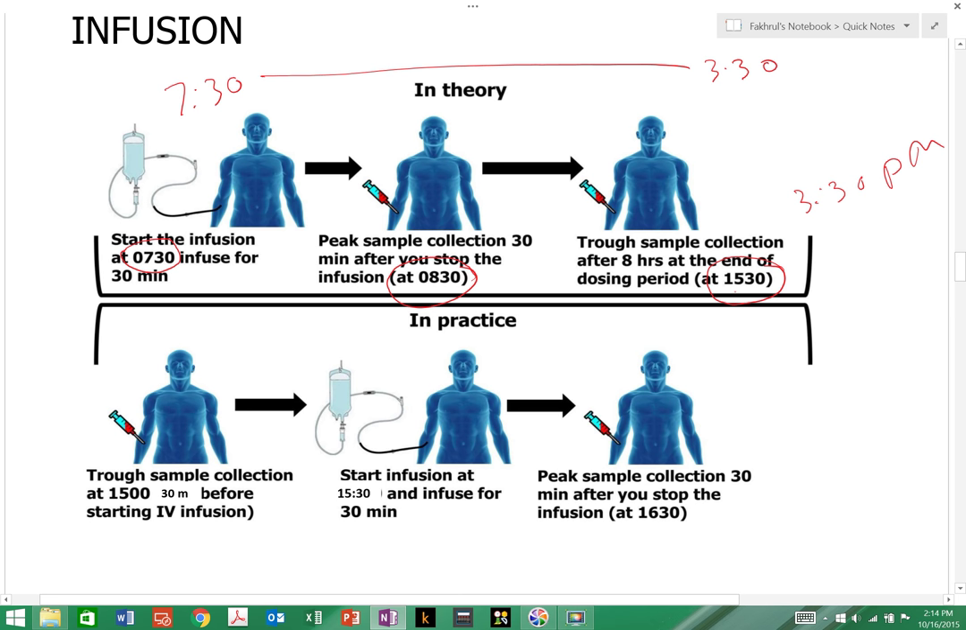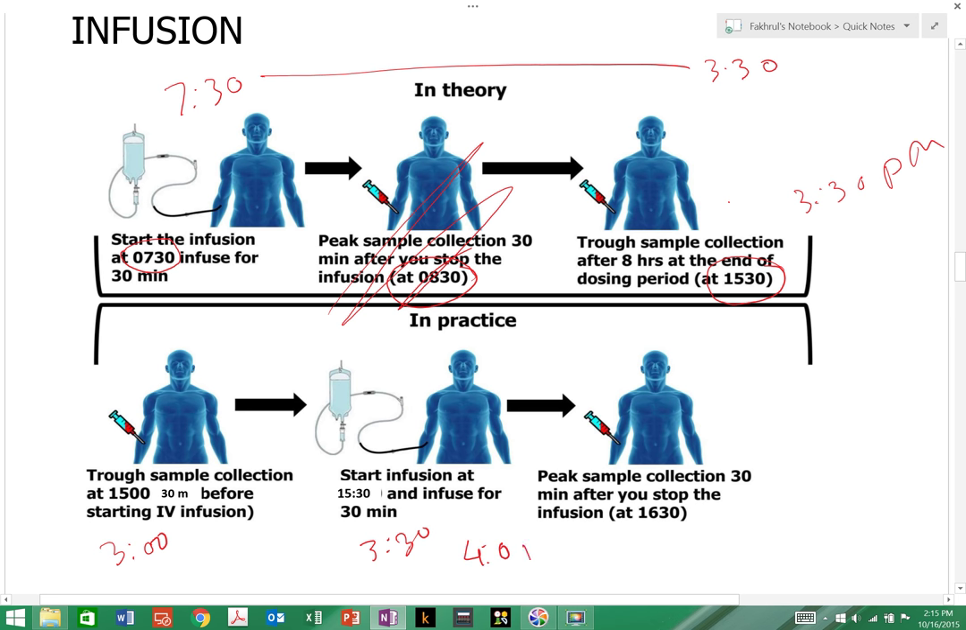So for convenience of the nurse and pharmacist, they do not collect the sample at this time. Instead, you collect the trough sample just 30 minutes before you start this infusion, at 3 p.m. And the infusion starts at 3:30. You start the infusion at 3:30 and infuse for 30 minutes.